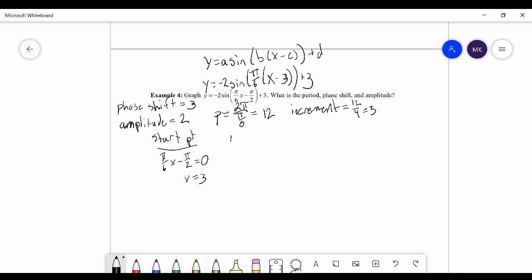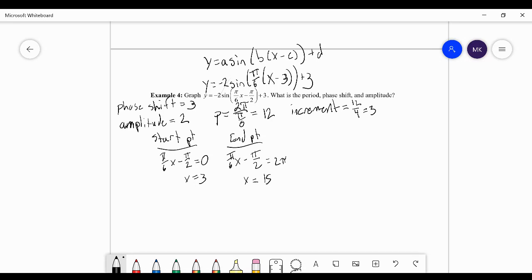Our endpoint, okay, we just need to solve when pi over 6x minus pi over 2 equals 2 pi. We get that x is equal to 15.